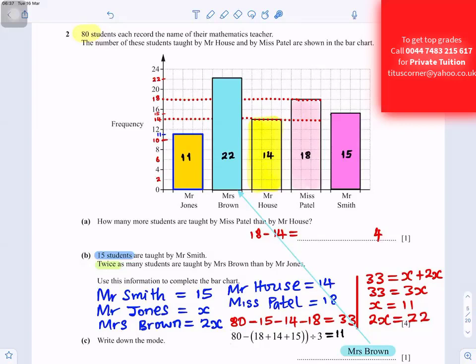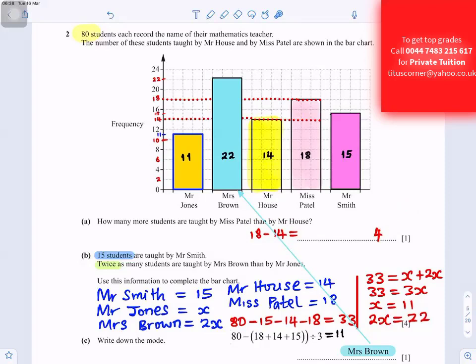So if you go to Ms. Patel, you put a line straight at the top, you will see there are 18 students, 18 for Ms. Patel. And you go to Mr. House, you put a line straight to the top, you see there are 14 students. So what is the difference? 18 take away 14. That gives you 4.